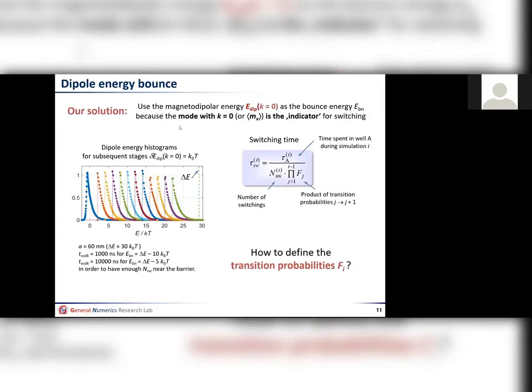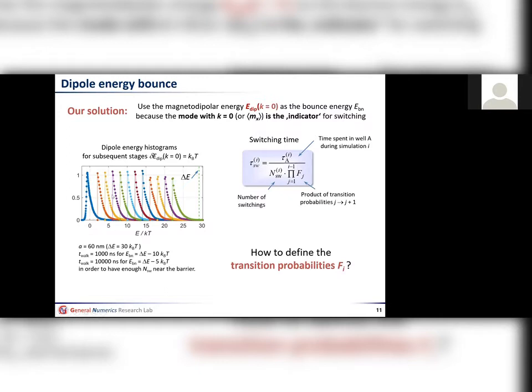Okay, the idea is we use as the Bohn's energy that part of the magnetodipolar energy which corresponds to the homogeneous magnetization state. It is with the wave vector 0. And we do this because this mode with k equals 0, meaning that this is the dipolar energy of the average magnetization, is the indicator for switching.